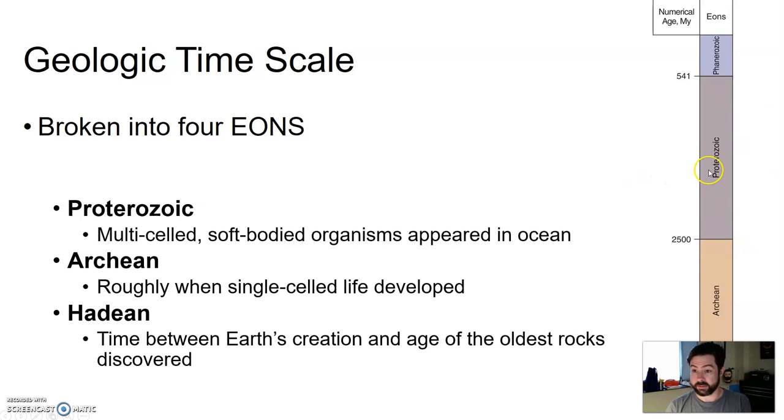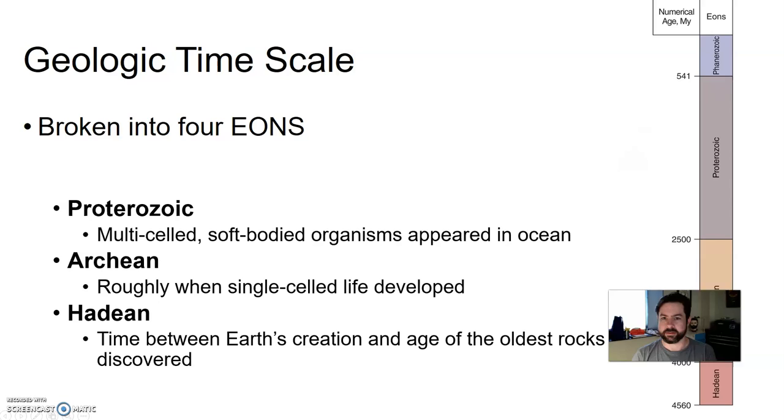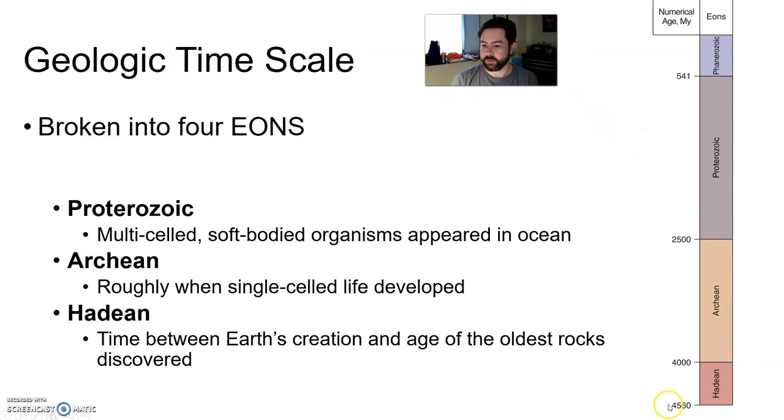Then the Proterozoic. So this is when multi-celled organisms, soft-bodied organisms, first appeared in the ocean. From when the Earth formed to when we had kind of visible life, it almost took 2 billion years. These are in thousands. So this is 2,500 million years ago. MY stands for million years ago. So that was 2.5 billion years ago. So it took over 2 billion years just to get multi-celled organisms, something reminiscent of something we can see on Earth. And that was in the Proterozoic.